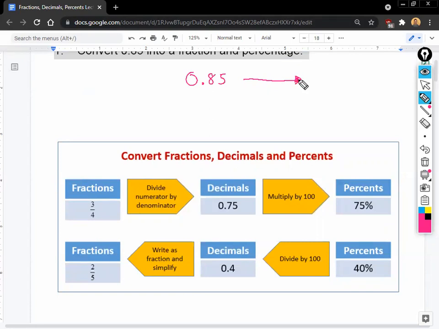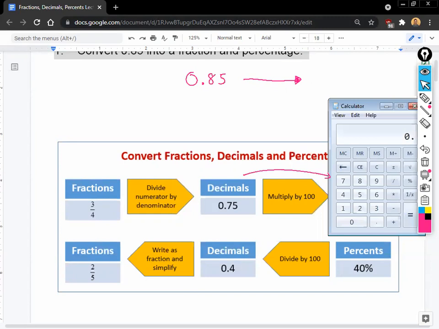I have this chart posted on Canvas for you, or you can keep this up on your screen, your Chromebook or phone, so that you can follow along. If I want to turn a decimal into a percentage, what does it say I have to do? Yeah, you just multiply it by 100. Super easy. You just punch in 0.85 times 100 on your calculator, and there you go. That's your percentage: 85%.